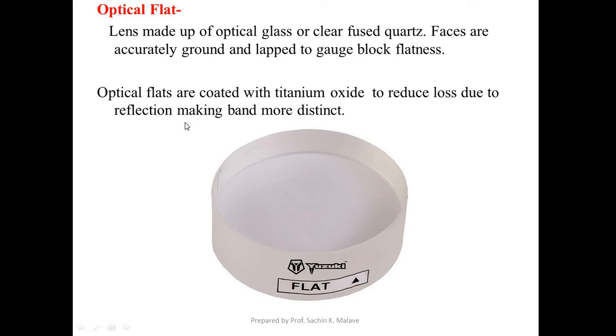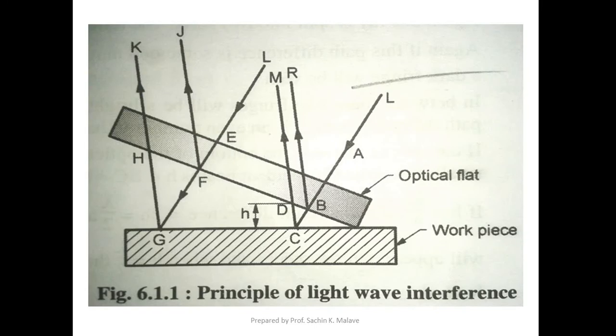And if you do this, the bands or the fringes that we are going to see in the interferometer will be more and more distinct. Okay. Then the source of the light: various types of light sources can be used. That is, we can use sodium, cadmium, krypton 86, helium, mercury. All these can be used, but many times helium is most widely used, and mercury is also used.